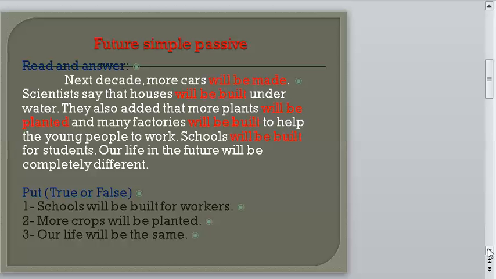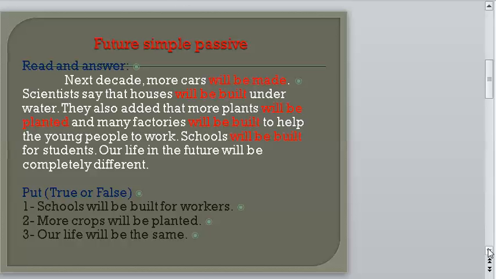Put true or false. Schools will be built for workers. False. The correct one is for students. Excellent. More crops will be planted. True. Thank you. Our life will be the same. False. The correct one is will be different. Great.